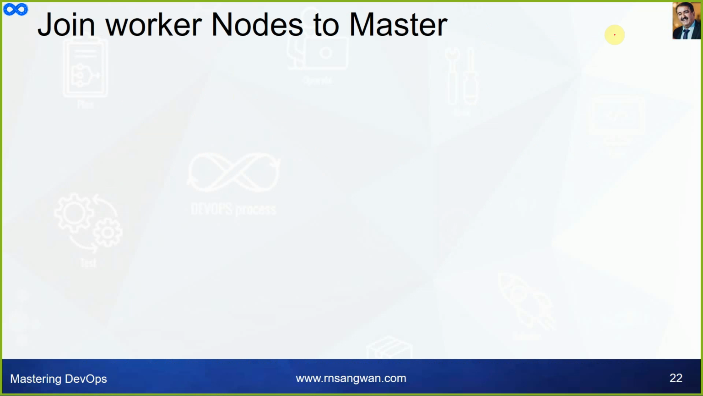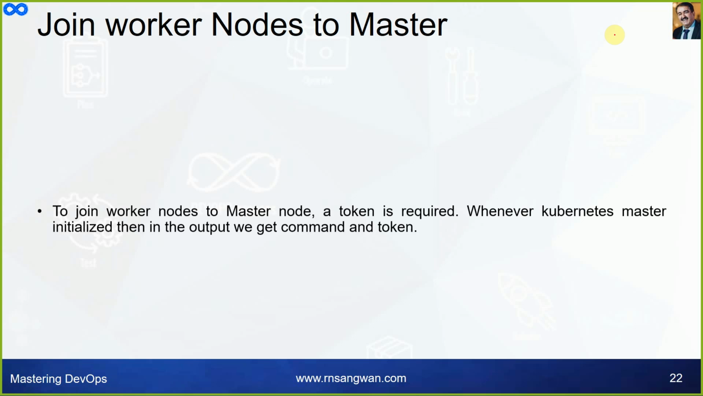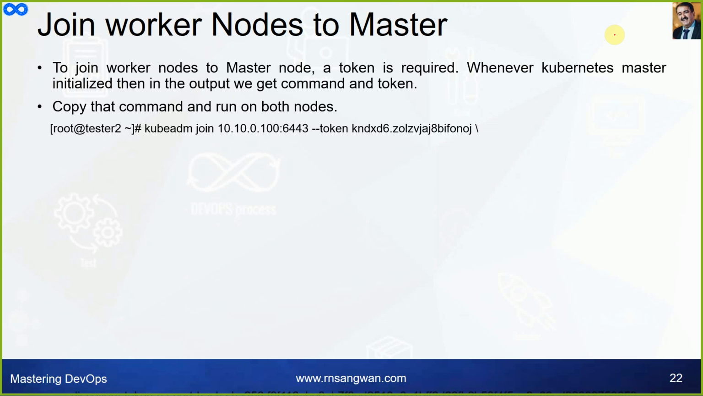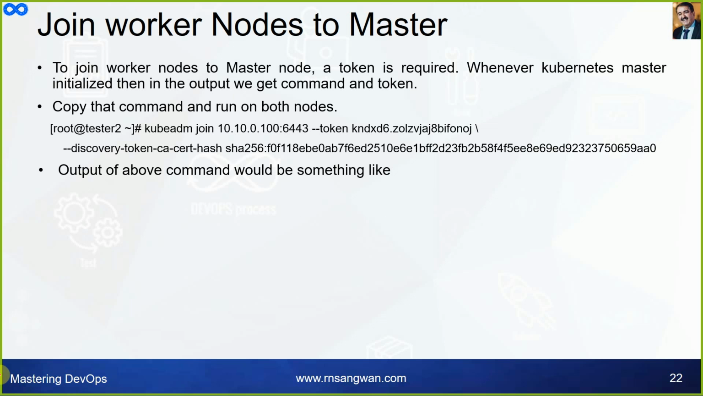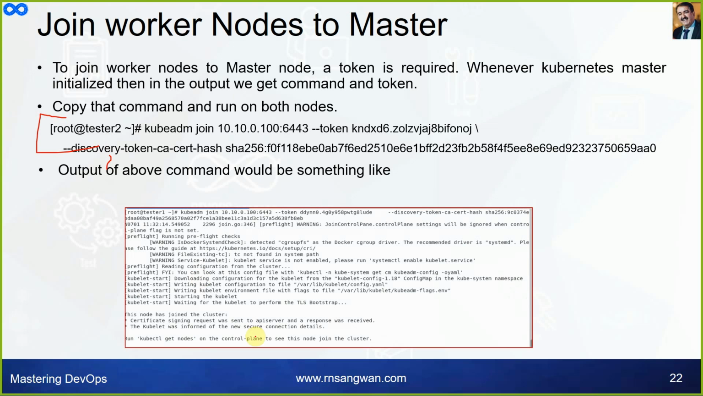Join worker nodes to the master. We took note of the command which was required to be executed on worker nodes, therefore we are going to execute the same command here. This was the command we noted, and we are executing it. The output of this command will be something like this. This node has joined the cluster. These warnings we have already taken care of using the same configuration, that is installing the required packages and creating the cgroup file, that is the daemon.json file for Docker, to use systemd as the cgroup driver.